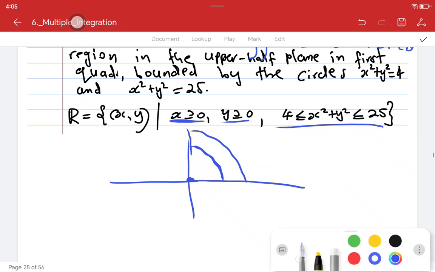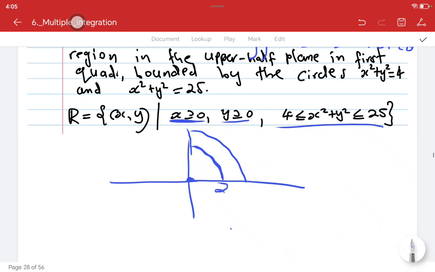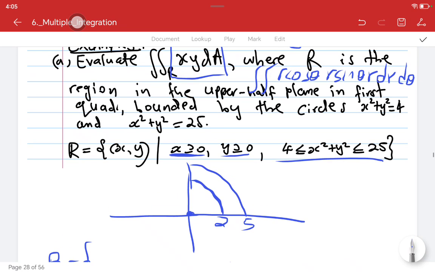I know that the root of 4 is 2, root of 25 is 5. So I know here when I change this to polar... Sorry, Anyalo, I don't understand. Can you please repeat that again? The x is greater than 0 and y is greater than 0. I just don't understand it clearly.